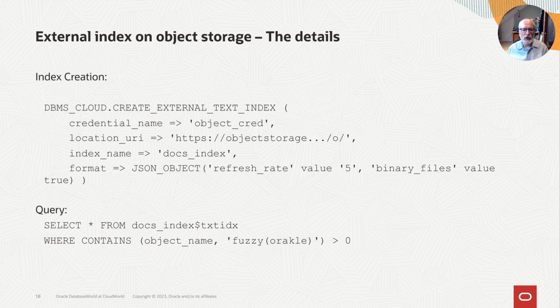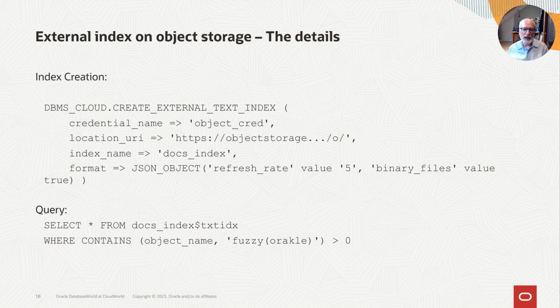The location URI here is the URI of the bucket on object storage that contains all of our files, and the credential is the access credentials to be able to access that object storage bucket. It may be that your bucket is public, in which case you don't need a credential. But assuming that it's secured, and you would probably want it to be secured, then you just need to provide a cloud credential to access that storage.